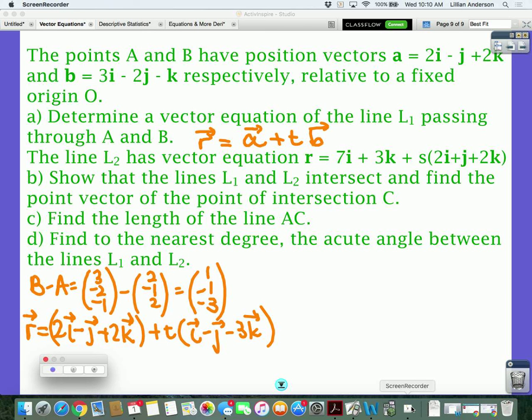Now, it says line L2 has a different equation. It says show that the lines intersect. How do you show that lines intersect?